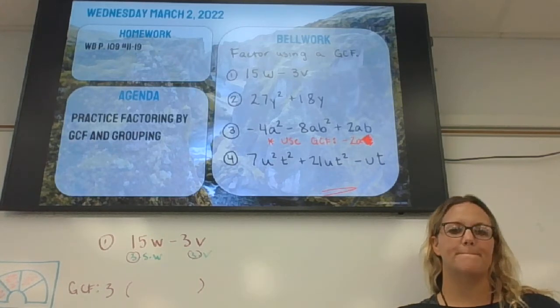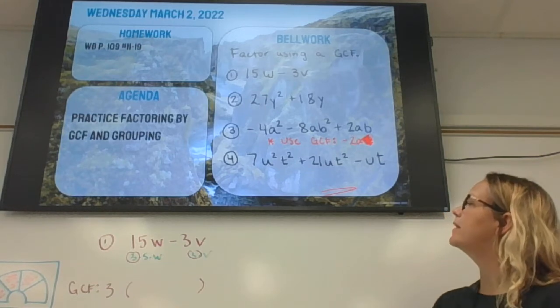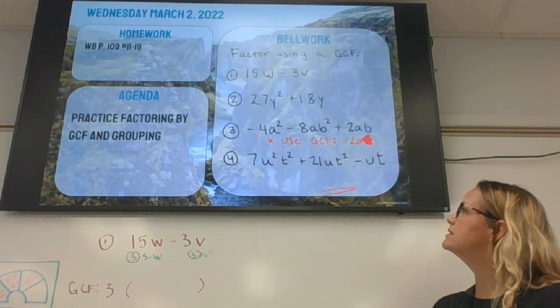I have a question for 4. Okay. Would the GCF be UT since you can't do 7 in this?